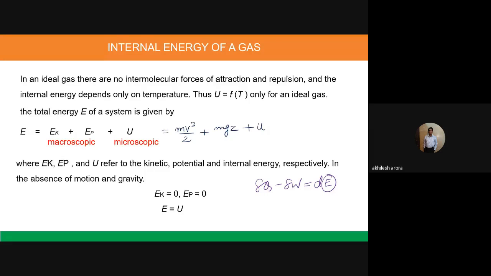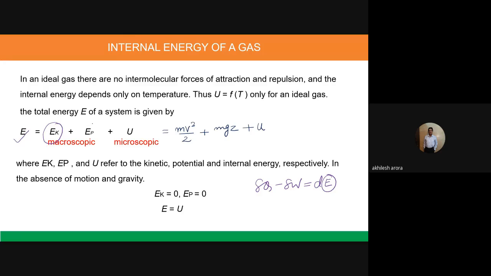Because we are talking about the gas here, I can say it is the energy of the gas within the system boundaries. Okay, within the system boundary. So what is this E equal to? This E is actually equal to, this is the kinetic energy part of the molecules.